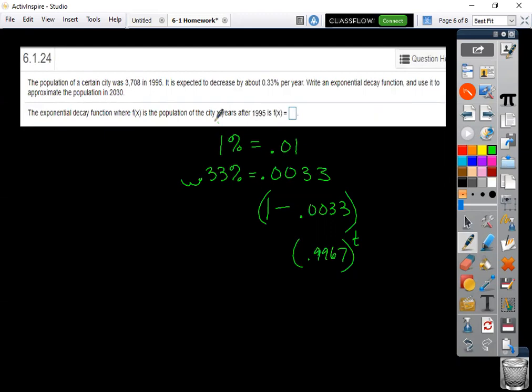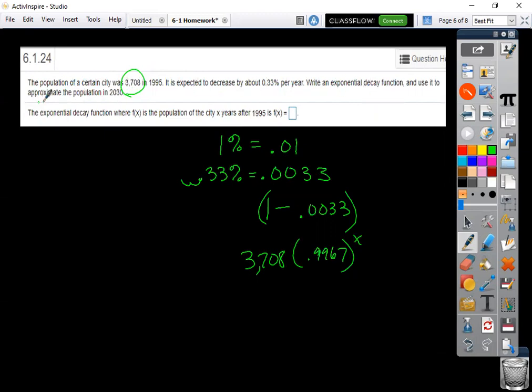It says use x for the years. So let's stick with what they said. Otherwise, sometimes the wrong variable in these computer programs will mark them wrong. And remember, this is starting out with 3,708. Again, be careful with that number. Sometimes they'll say that's in thousands or something. So you have to make sure you read.